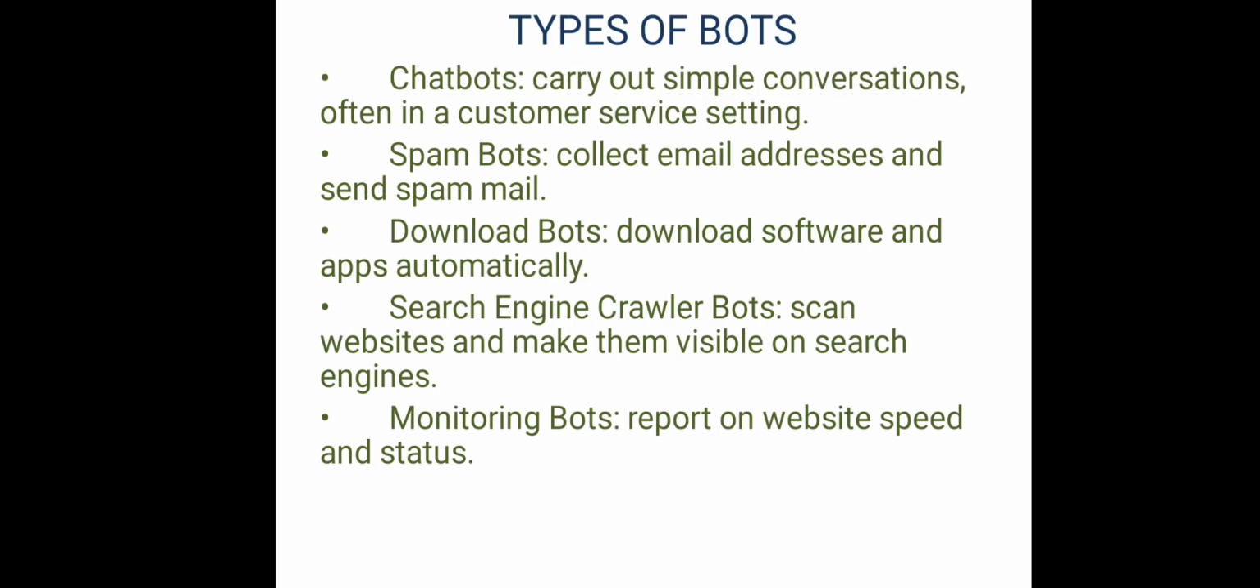Some of the types of bots are chatbots, which are used to carry out simple conversation in a customer service setting. Second is the spam bots, which collect email addresses and send spam mails. Third is the download bots, which download software and apps automatically. Fourth is search engine crawler bots, which scan websites and make them visible on search engines. Fifth is the monitoring bots, which report on website speed and status.